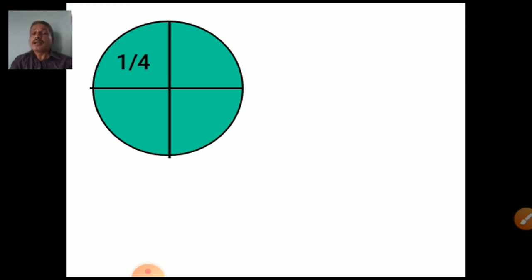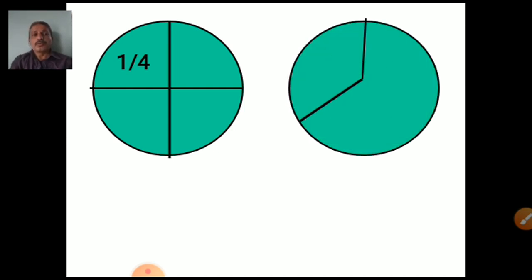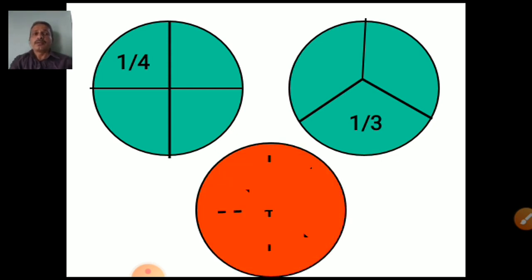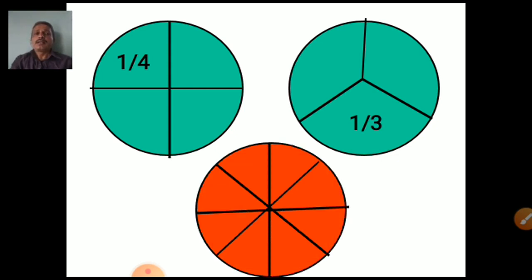If four are there, then cut into four. So each will get 1 upon 4. Suppose there are 3 children, so cut it into 3 pieces. Each will get 1 upon 3. Same way, whenever there are 8 students, each will get 1 upon 8. Whenever 8 are there, you will get 1 upon 8 of that thing.